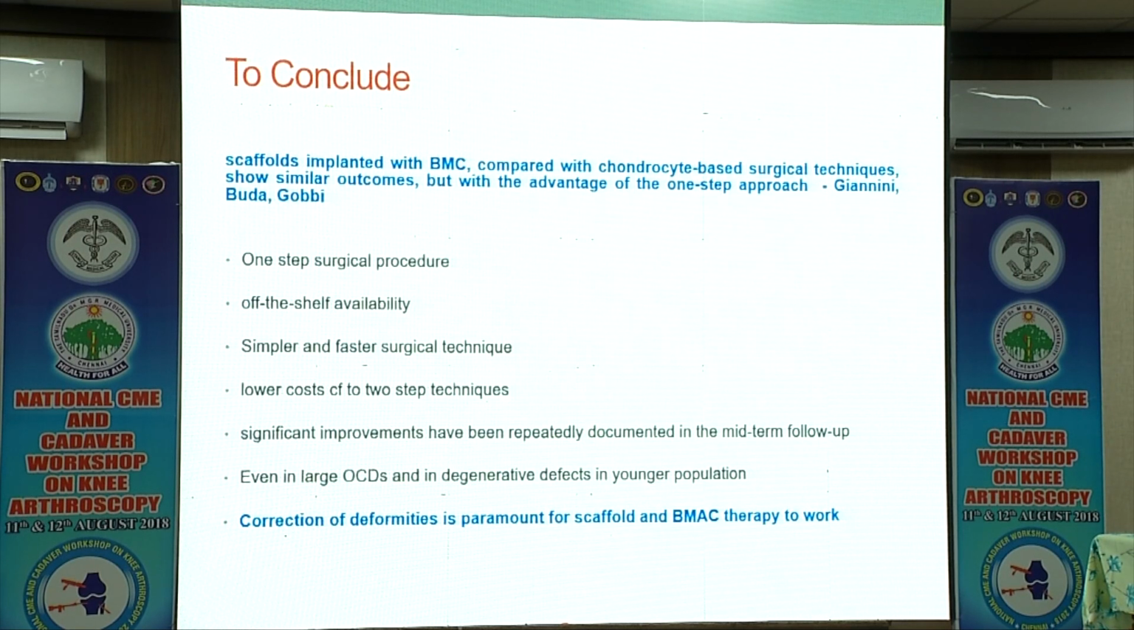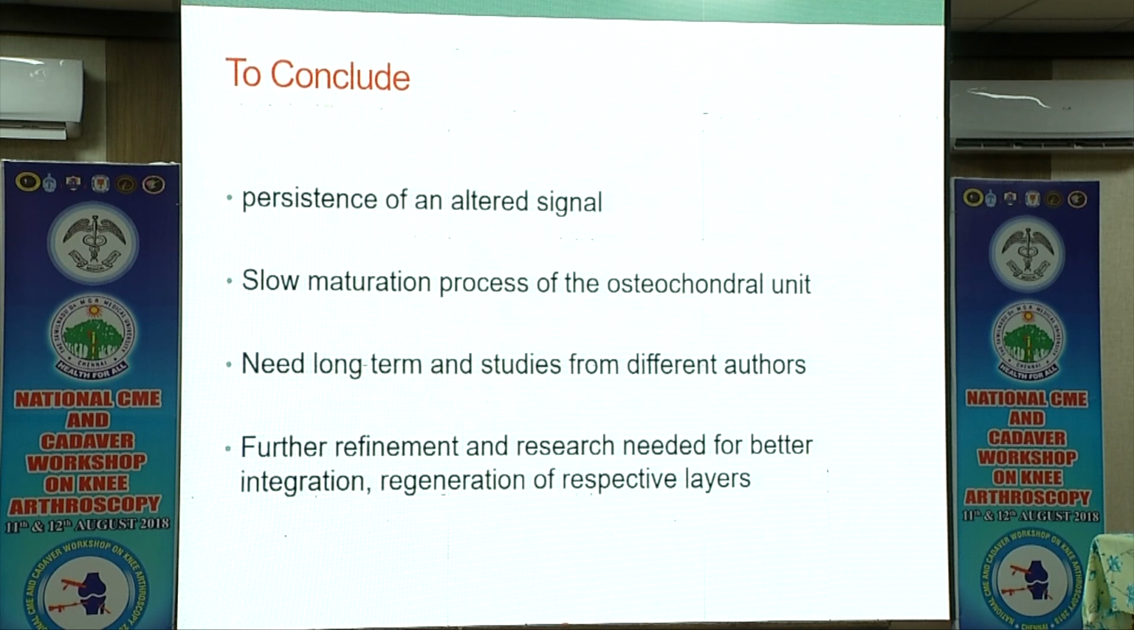And it is available off the shelf. It can be trimmed to match the defect, and you can use it for multiple lesions as well. Even in early osteoarthritis with a focal defect, it has been proved to work very well. And correction of deformity is very important before you do the cartilage regeneration technique. However, in osteochondral defects, it shows a slow maturation, so you have to wait a longer time to show very good results. And also we need long-term results from different authors.